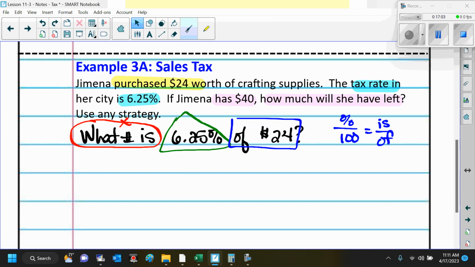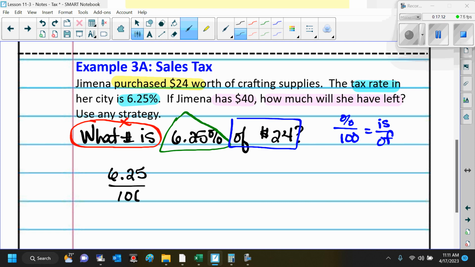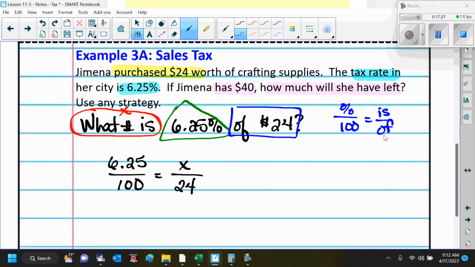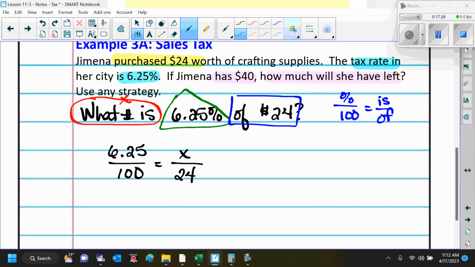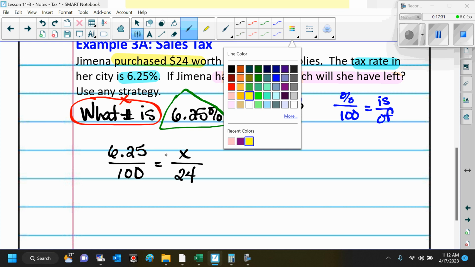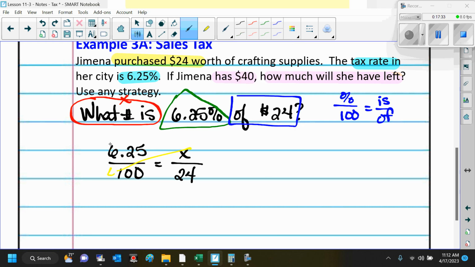So, when we set this up, we've got 6.25 over 100. Right. So the is number is the x. So that's x up here. And the of number is the 24. That's the whole. So now, how do I solve my proportion? Very good. So now we are going to cross multiply.